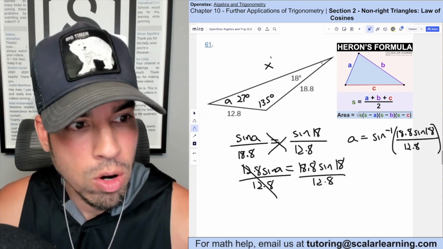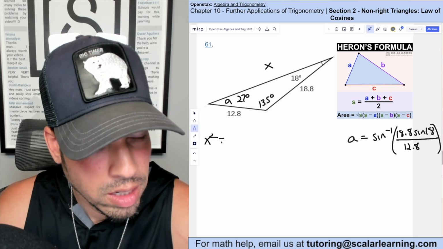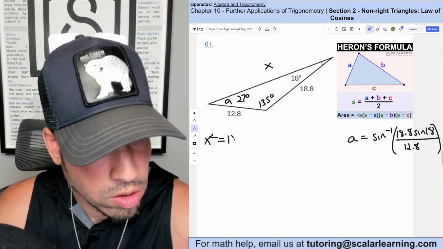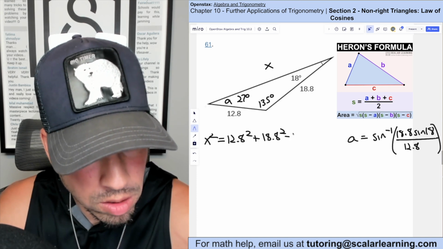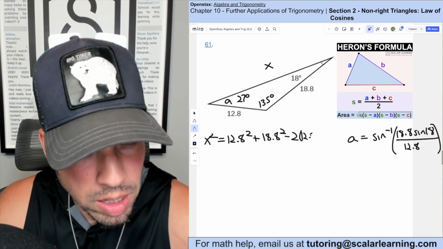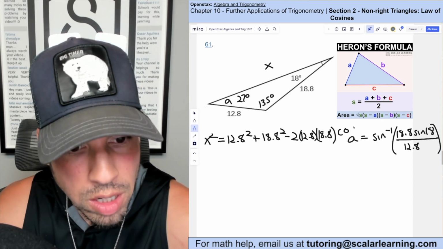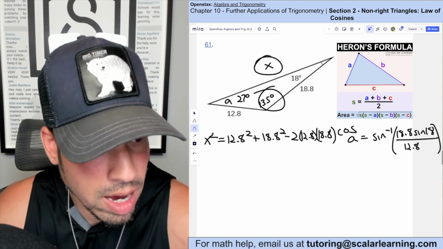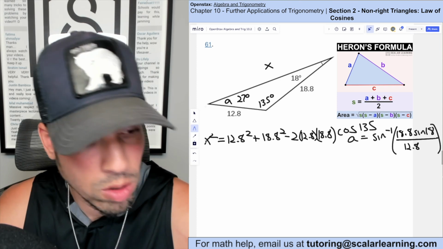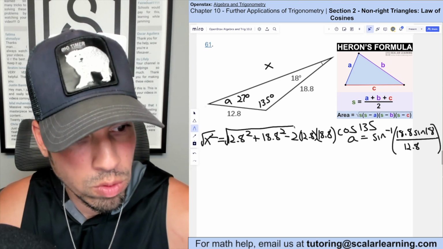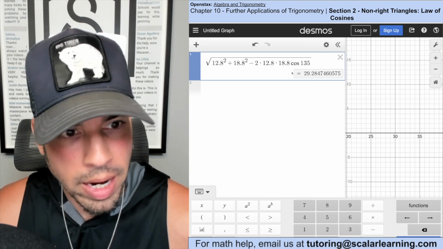Now we can use the law of cosines to solve for x. So let's do that now. So we got x squared is equal to the other two sides squared, 12.8 squared plus 18.8 squared minus 2 times 12.8 times 18.8, right? Just the regular formula. And then times cosine of the angle opposite the x, which is over here, which is 135, all right? And then to solve for this, we don't want x squared, we want x, so we take the square root of both sides, so let's plug that into Desmos now. And we get 29.28 for that other side.